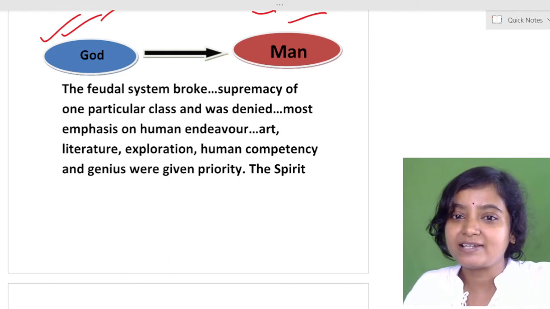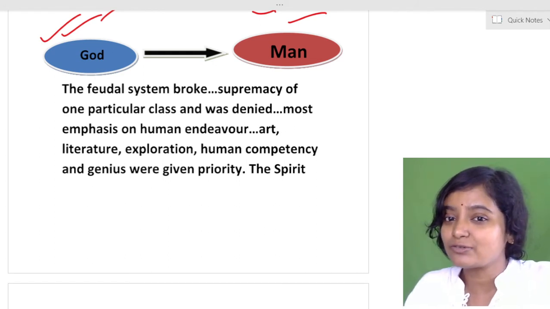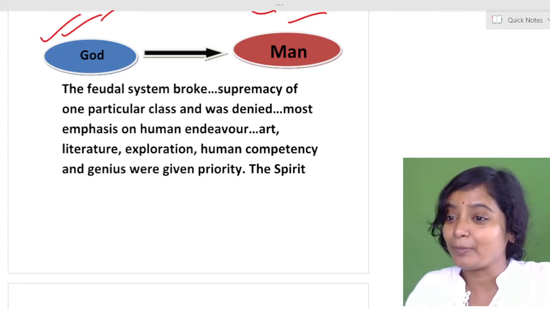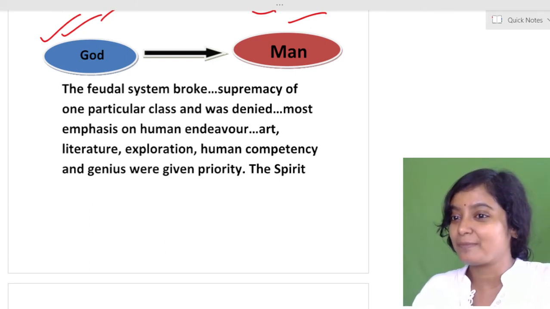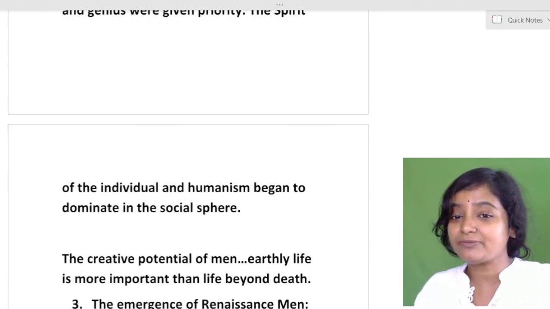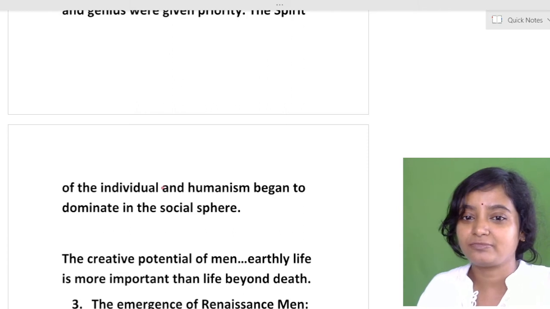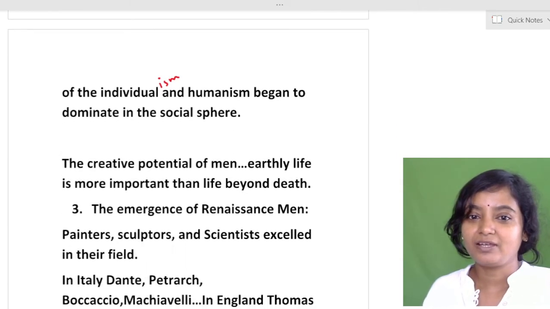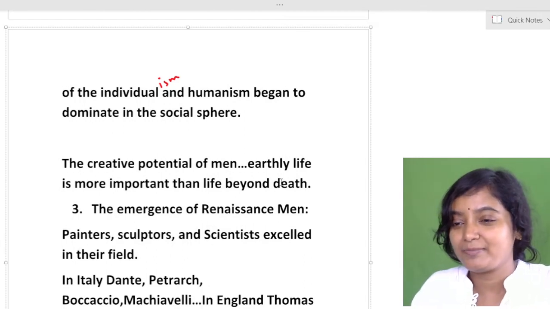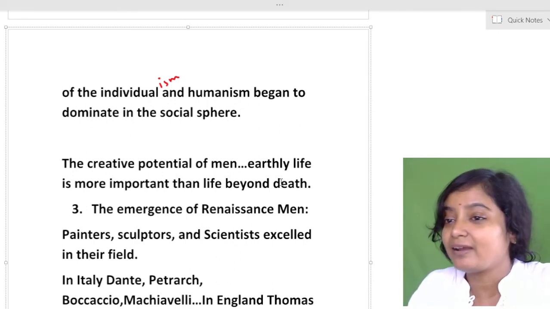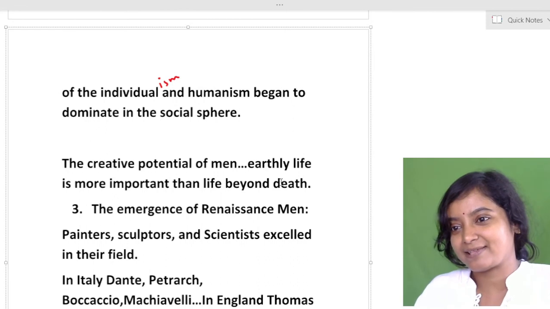In art, literature, everywhere, the emphasis was on human endeavor, exploration, human competency, and human genius were given priority. The spirit of individualism and humanism began to dominate in the social sphere. The creative potential of men. Men can do miracles. Man can build. Man can write. Man can create. This human potentiality was given emphasis.